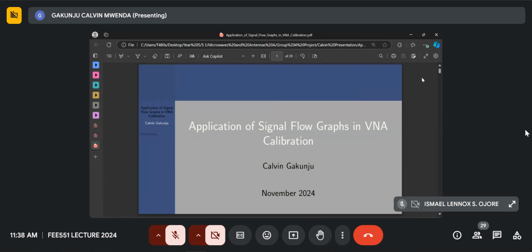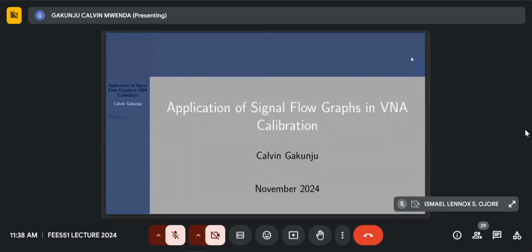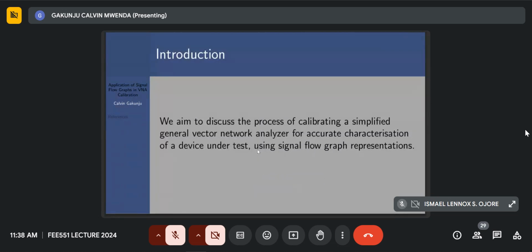Okay, so I have a presentation on the application of the signal flow graphs that Kerry had covered. We want to look at a specific application regarding calibration of network analyzers, specifically vector network analyzers, which are used for measurement of S parameters.